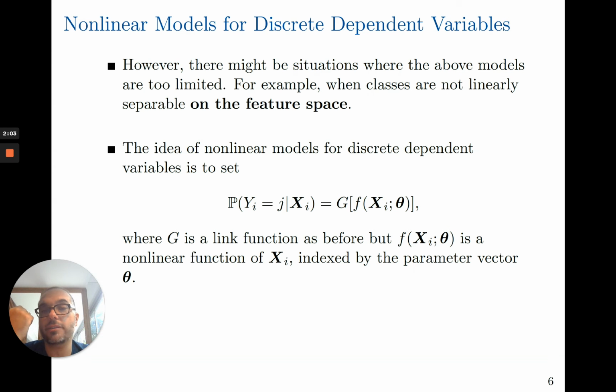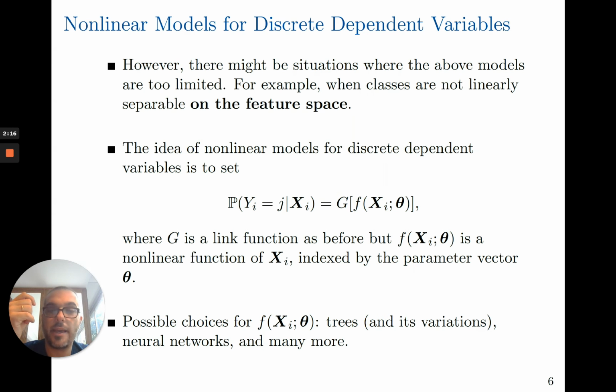So instead of just looking at g of x beta, we are going to look at g of a nonlinear function f of x indexed by a parameter vector theta. The possible choices for f are trees and random forest, boosting, neural networks, and many more. We just include here a more complex function.